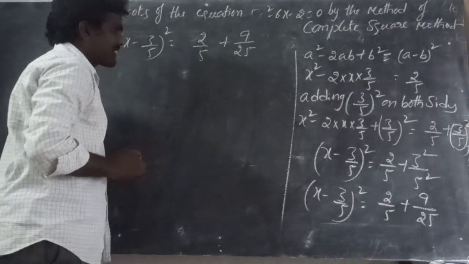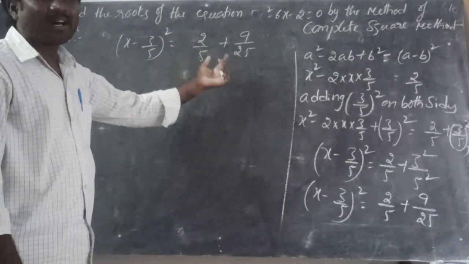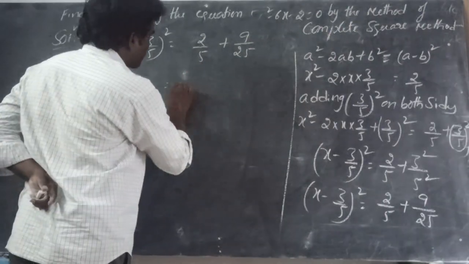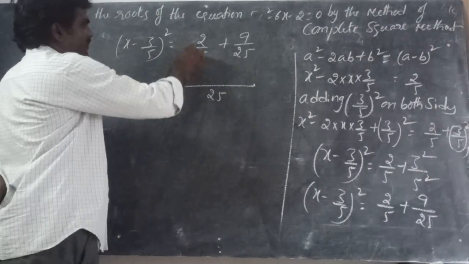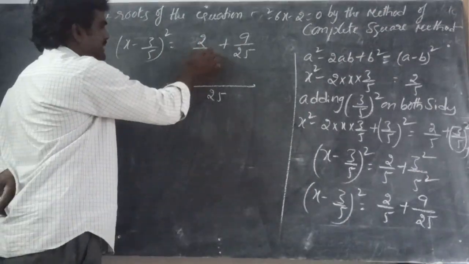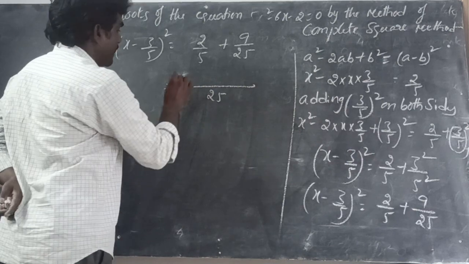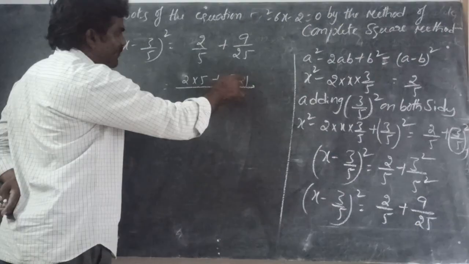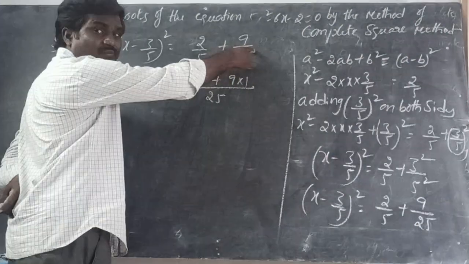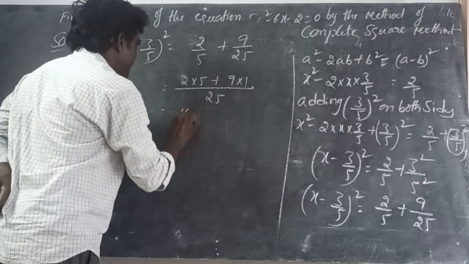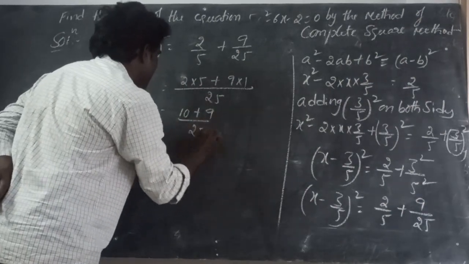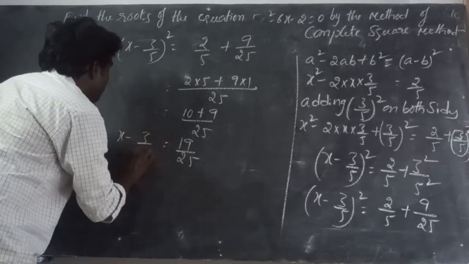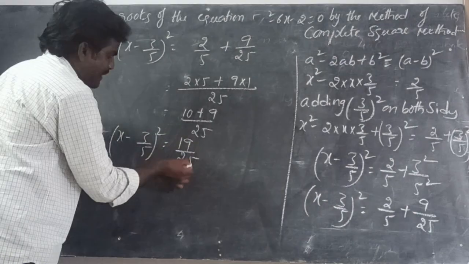So now these two are fractions. We can take the LCM or cross multiply. So here we take the LCM. 5 and 25, the LCM is how much? 25. So for the fraction whose denominator is 5, we multiply by 5. So 2 into 5 plus 9 into 1. Why can we multiply? Because the denominator is 25. So 2 fives are 10 plus 9, 19 by 25. So x minus 3 by 5 whole square is equal to 19 by 25.